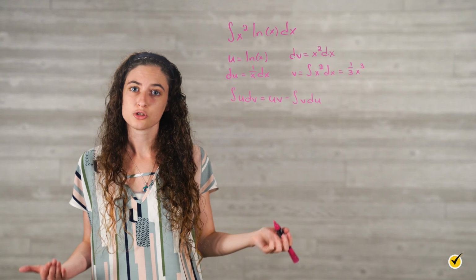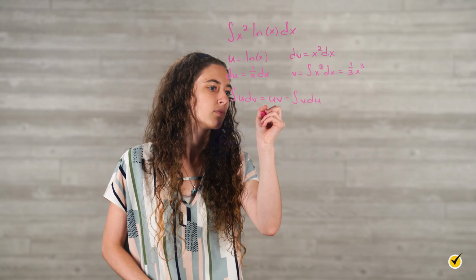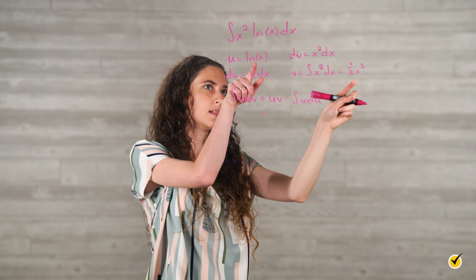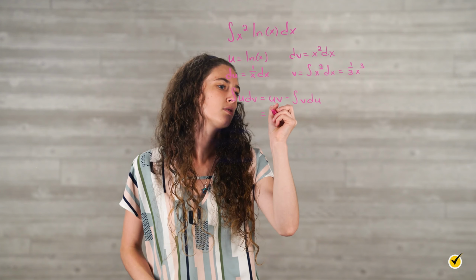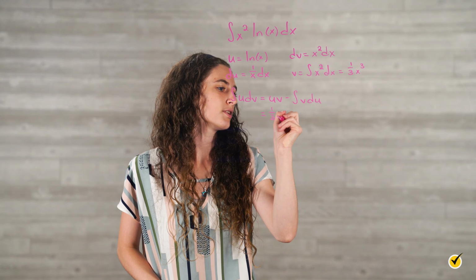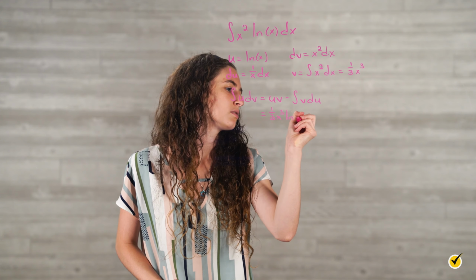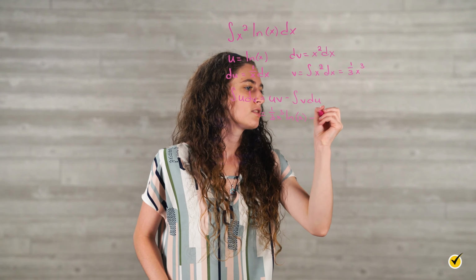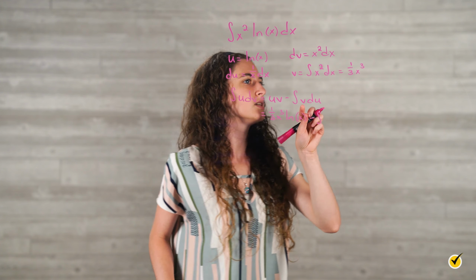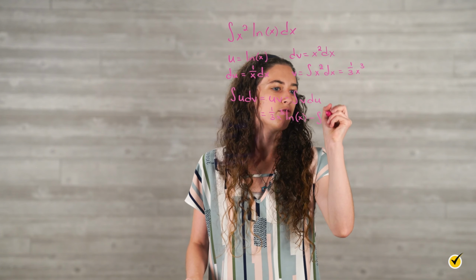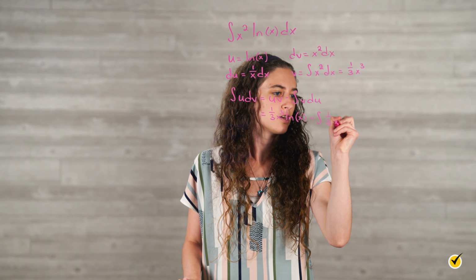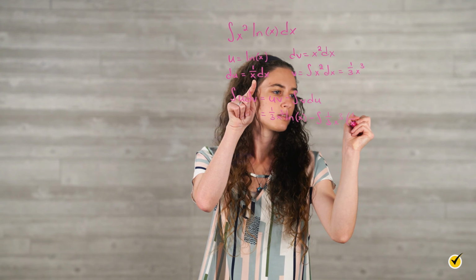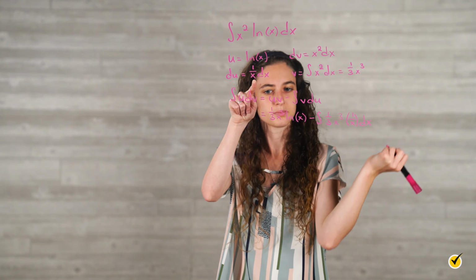We plug in our substitutions and get this. So u times v is ln x times 1/3 x cubed. So I'm going to write the 1/3 x cubed in front. That's just the more formal way to write it. And then minus the integral of v du. So the integral of 1/3 x cubed times du, which is 1 over x dx.